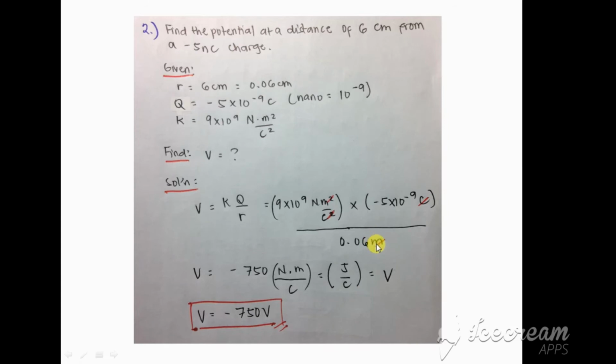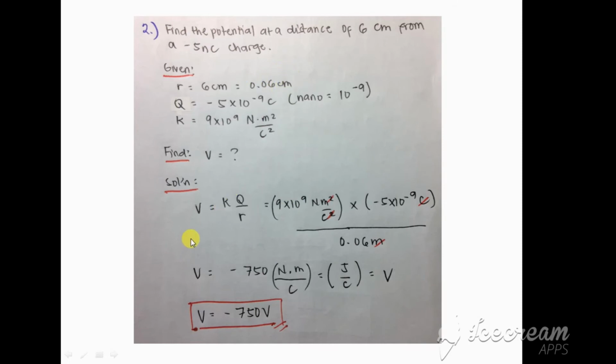Then Q is equal to negative 5 times 10 raised to negative 9 coulomb. Again, take note, nano is equal to 10 raised to the negative 9. And then, of course, our Coulomb's constant, which is 9 times 10 raised to 9 newton meter squared per coulomb squared. Kindly erase the value for the centimeter. Again, it is 0.06 in meters.